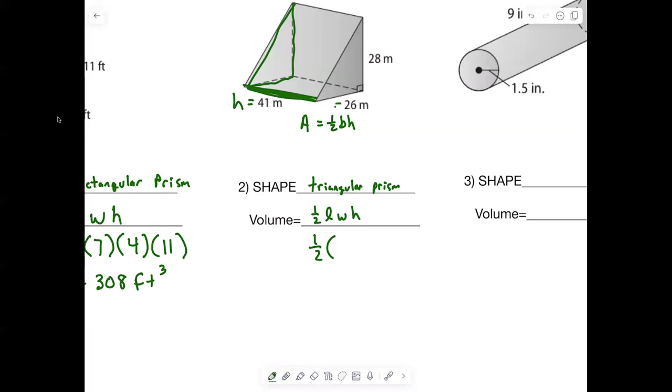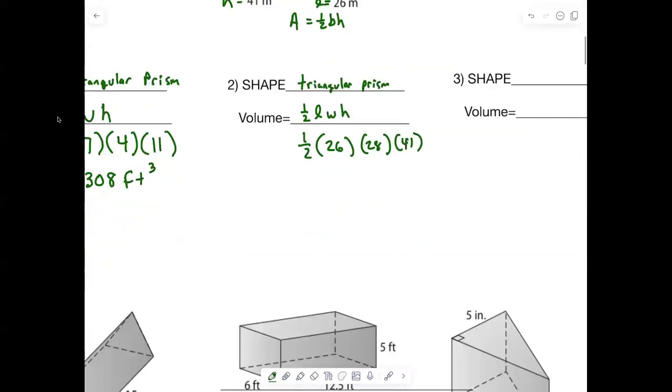Now, does the length and the width matter? No. And then, like I said, in the grand scheme of things, does it really matter at all? No, because you're just multiplying those numbers together. You're multiplying 1/2 times 26 times 28 times 41. So does it really matter what order you multiply? No. So tell me what the answer is.